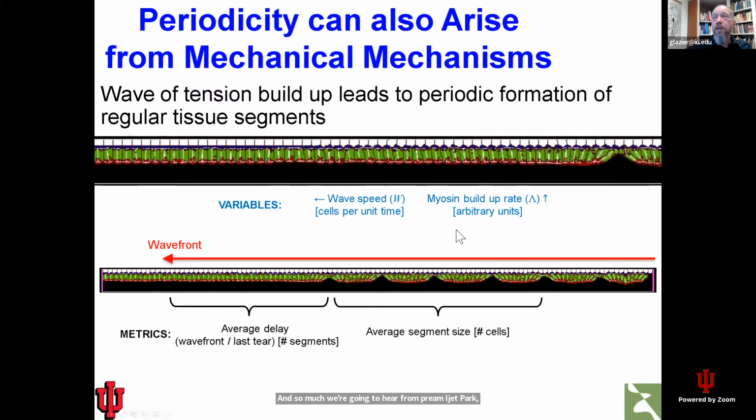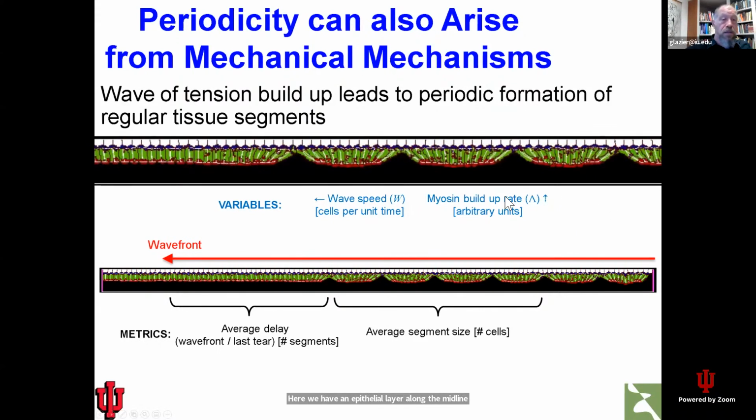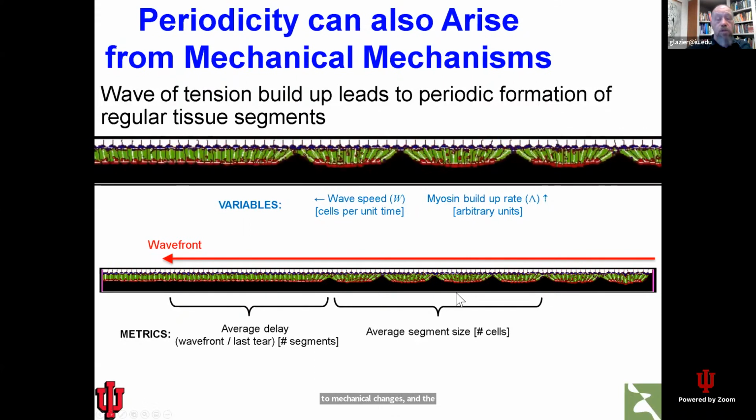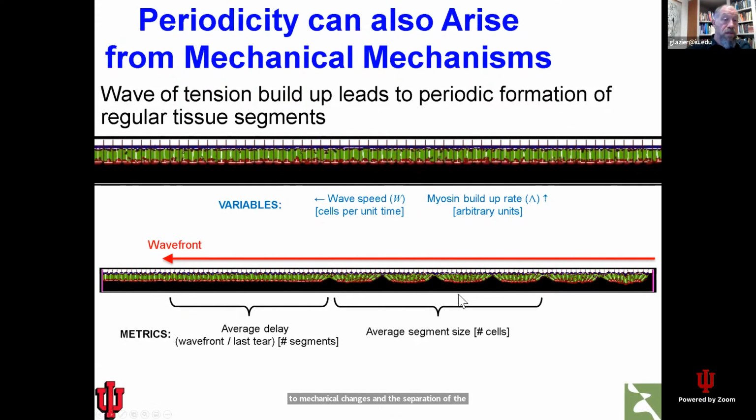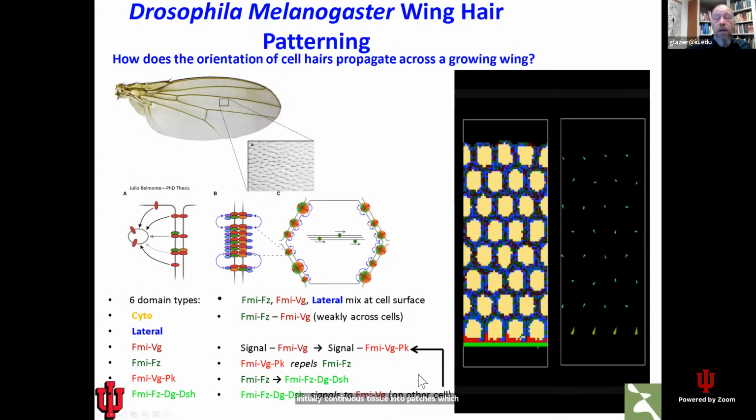Here we have an epithelial layer along the midline. We have apical contraction of actin. That's leading to mechanical changes and the separation of the initially contiguous tissue into patches, which is something that you see during early development. This is another model of Giulio's. This is going into subcellular detail now.